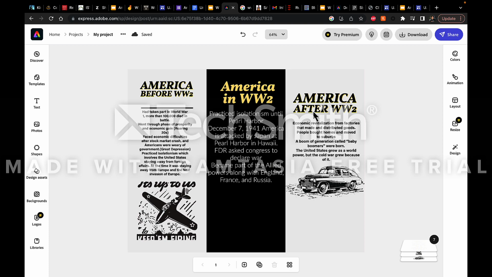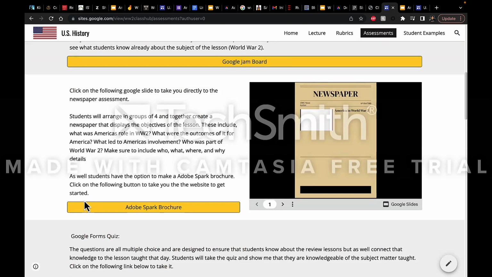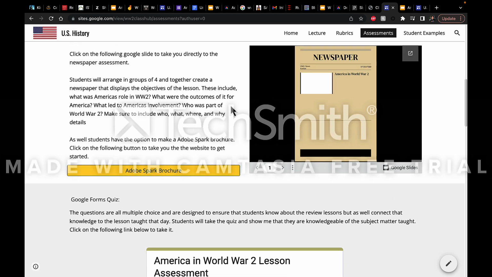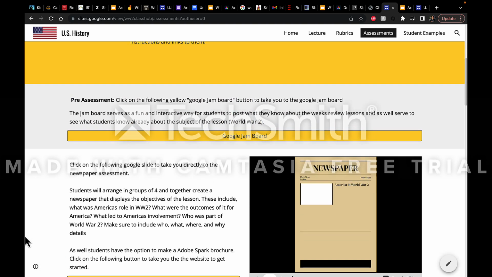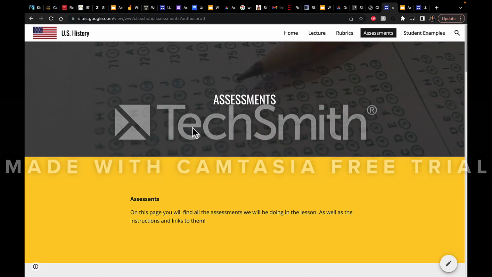And as well, it addresses accessibility because it gives students different choices of media to express their thoughts. For example, for this one, students can either do a newspaper or an Adobe Spark brochure. Some students may have trouble seeing the font or the color, so I didn't require the Adobe Spark brochure, which gives them the freedom to do it how they please.